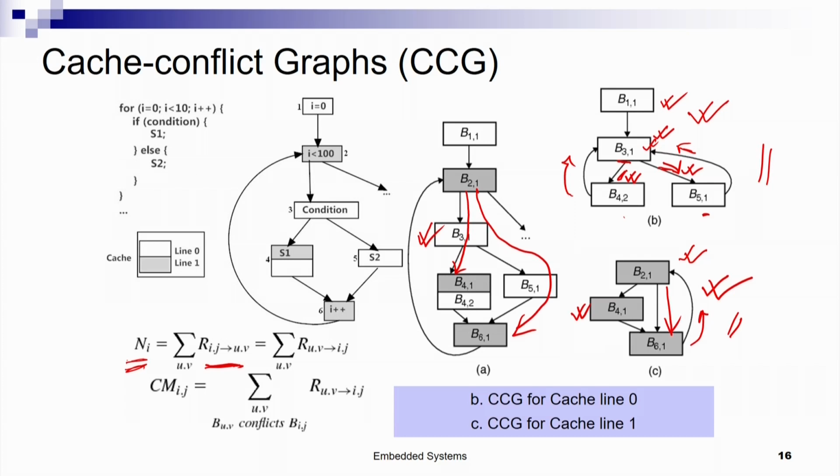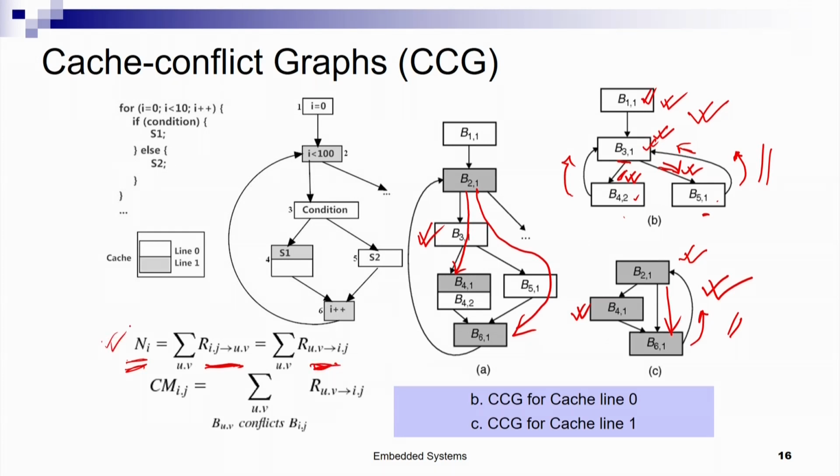And similarly, it is also equal to the number of times that flow comes into this basic block. So, from other basic blocks, say from B51, B42 and B11, the control flows into B31. So, uv in this case is 11, 42 or 51, and Rij is B31. The number of times there is an inflow into this memory block is equal to the number of times this basic block is executed.